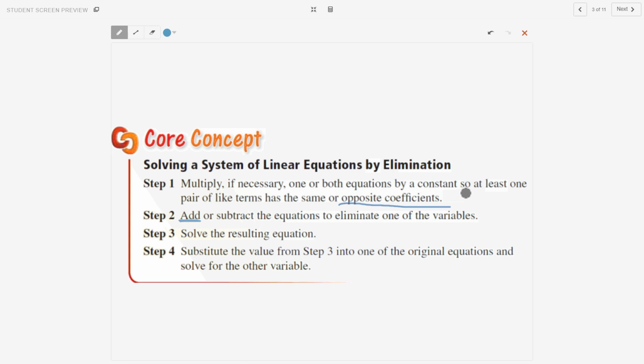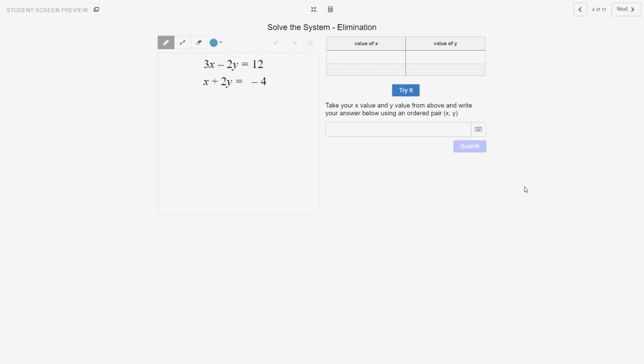Now I know that sounds a little bit confusing, but I think once you see a couple examples, it's going to make a little bit more sense. So on this first one, we've got 3x minus 2y equals 12 and x plus 2y equals negative 4. Well, we automatically want to look for opposite coefficients, and we've got them right here. So we don't need to do anything special. We've got negative 2, positive 2. Those are opposite coefficients. So I'm going to add those two equations together.